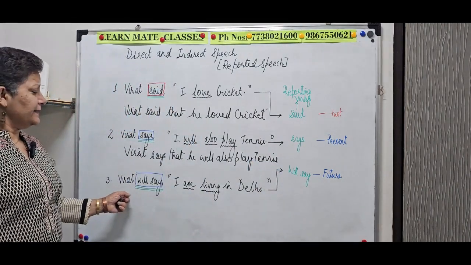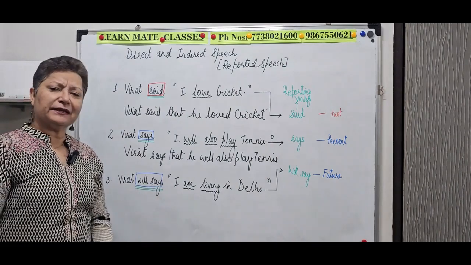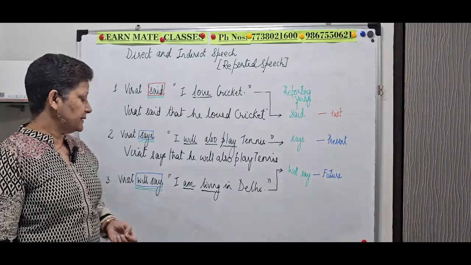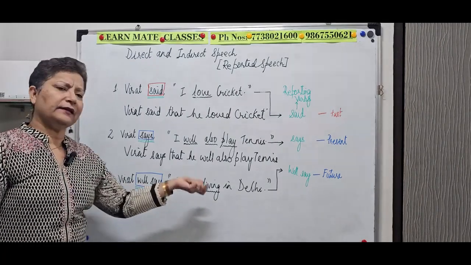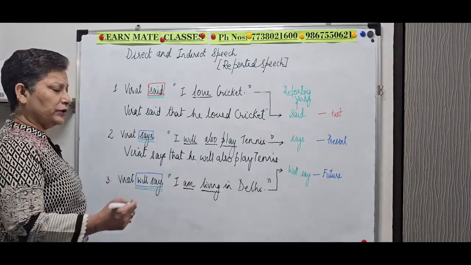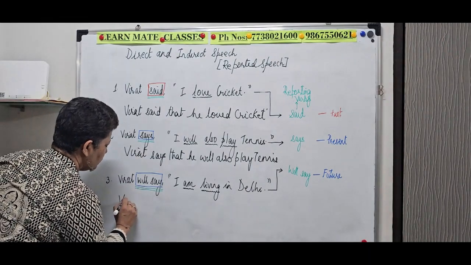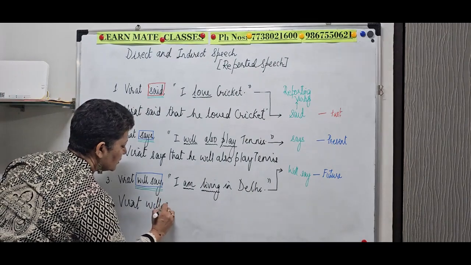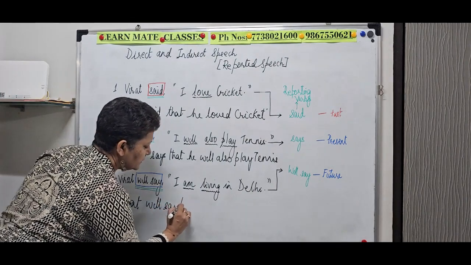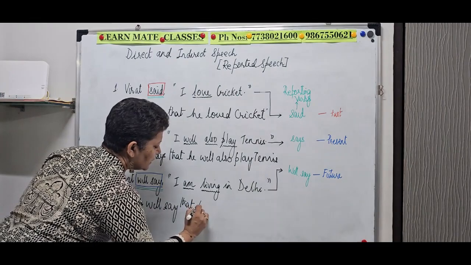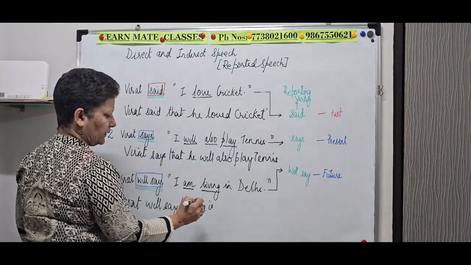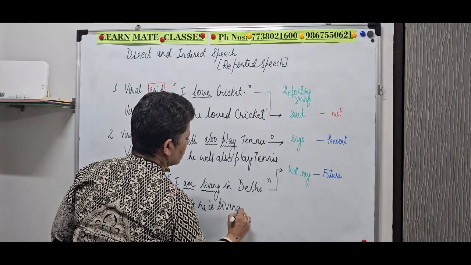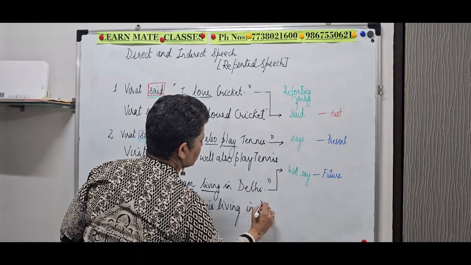And the third sentence, Virat will say, I'm living in Delhi. So we don't know whether he's really going to say it or not, but we are presuming that he'll say this. So Virat will say that he is living in Delhi. I don't really make any great change. So I say that Virat will say that he is living in Delhi.